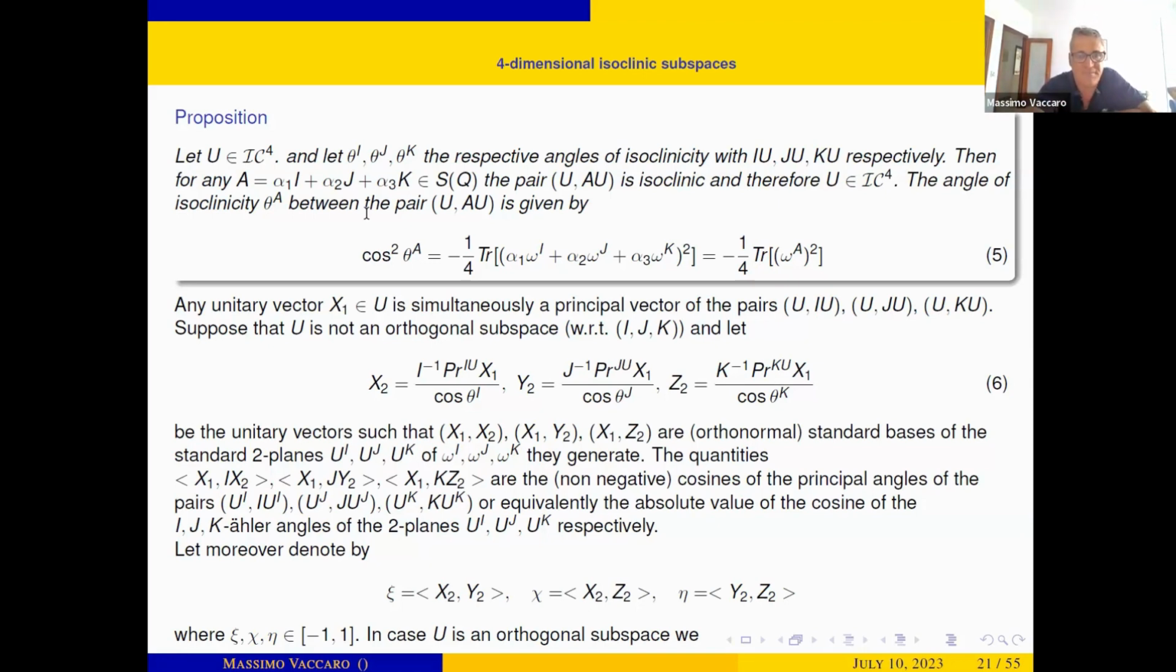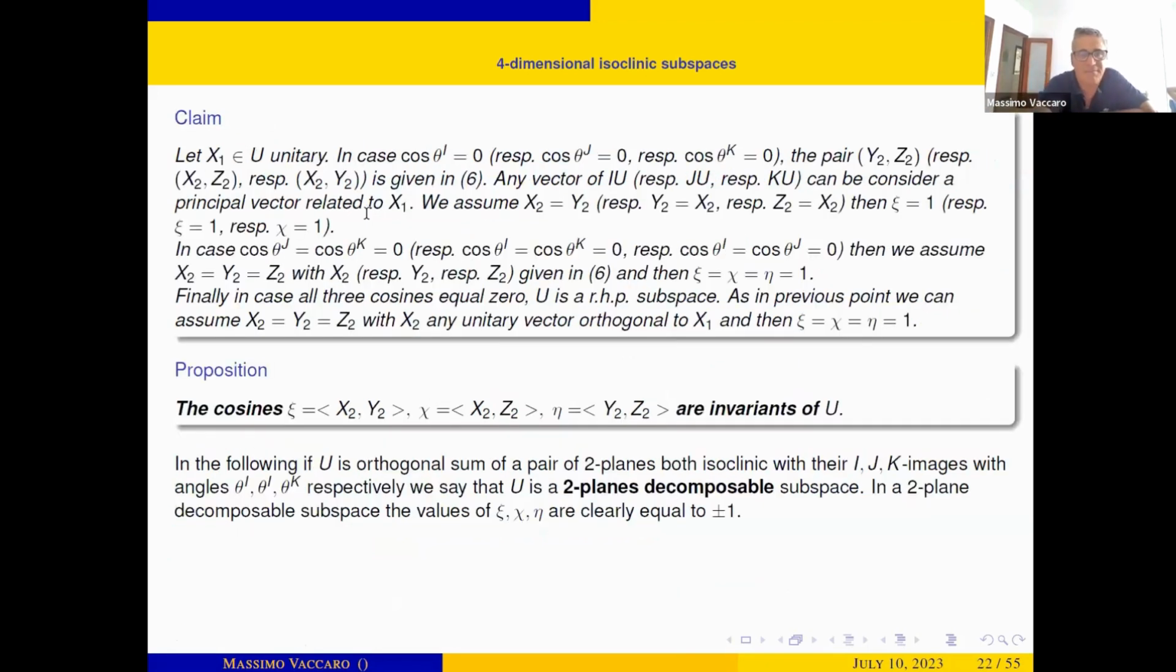So we consider these three numbers, xi, chi, and eta, and the important result is this one. The proposition says that these three, chi, xi, and eta, are invariants of U. So whatever we change basis, I take another x1, and so I have another basis, I have another x2, then another y2, another z2. These numbers are always the same.